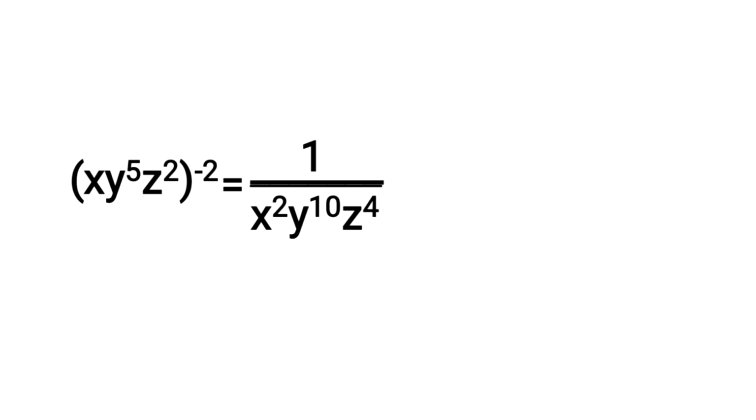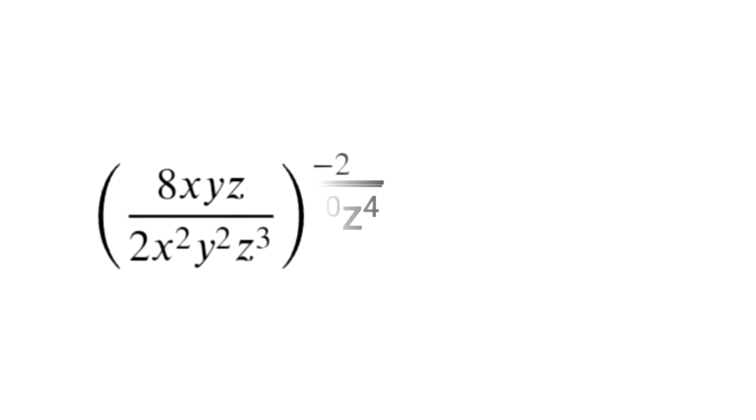So the final answer is 1 over x squared times y to the power 10 times g to the power 4, or 1 over x squared y to the power 10 g to the power 4.